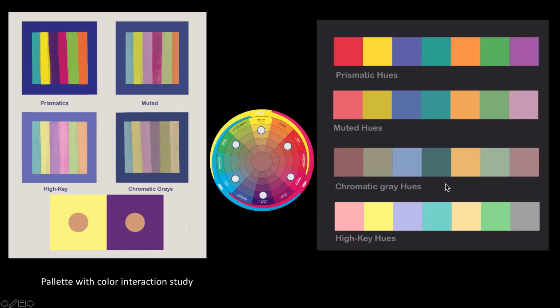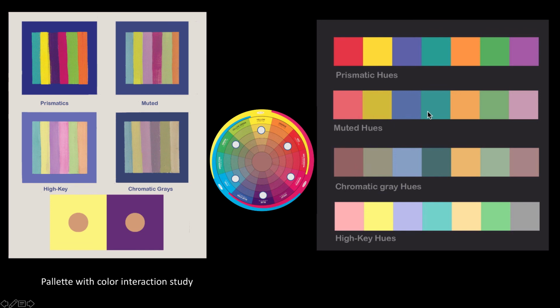All right, one of the other things you're going to do is create a palette. This is a palette that represents the different color schemes you're going to use in each of the four compositions. The prismatic hues, again, are the hues that are at their purest and most saturated. The muted hues are going to be the hues with about 10 to 20% of the complement, and then the chromatic grays again are about 30 to 40% of the complement.